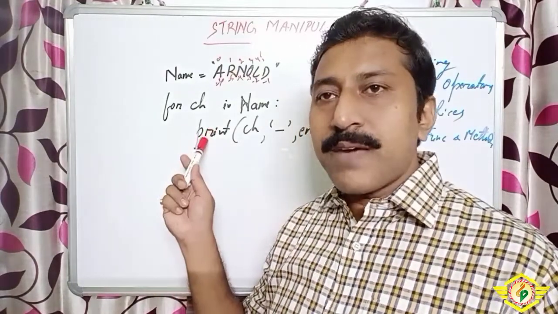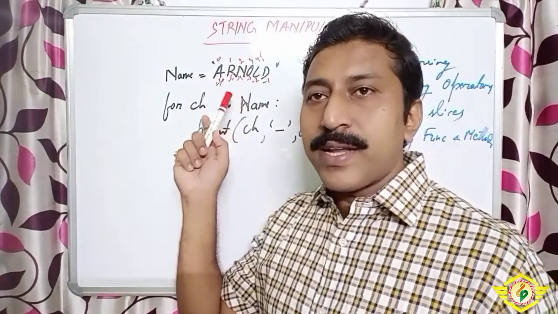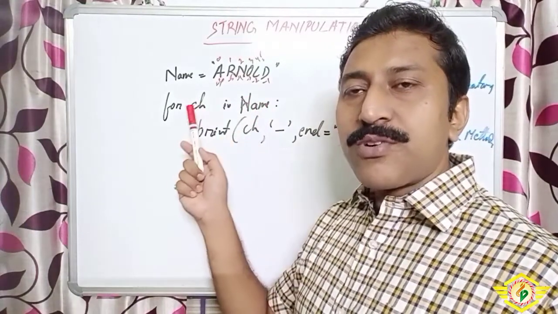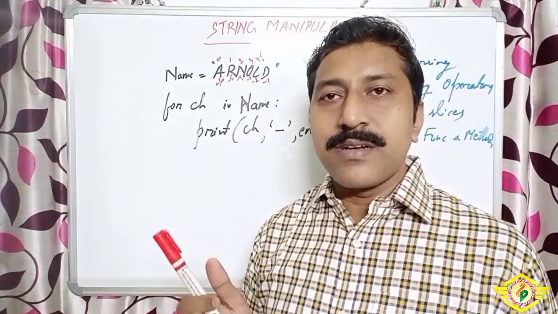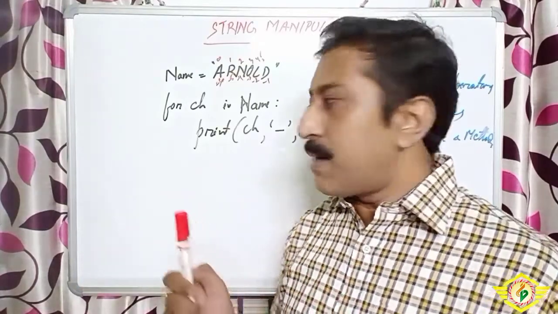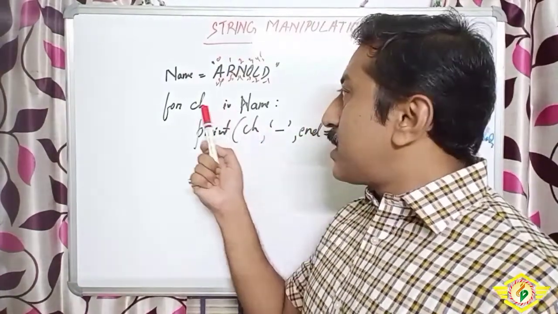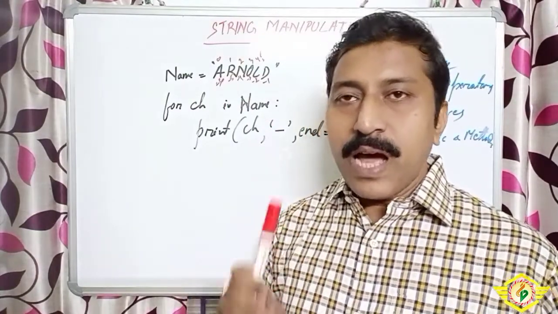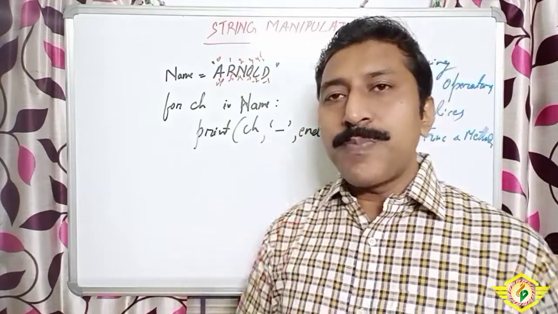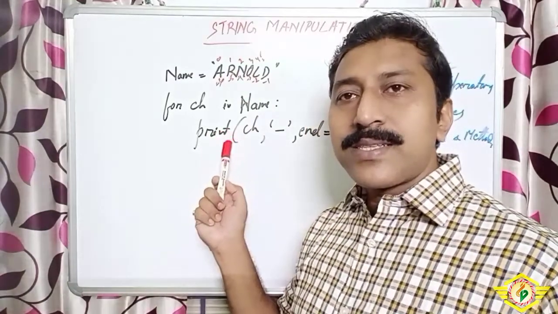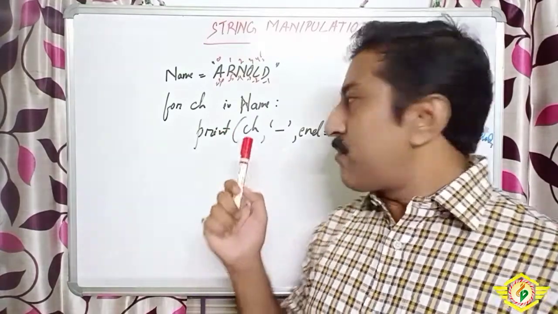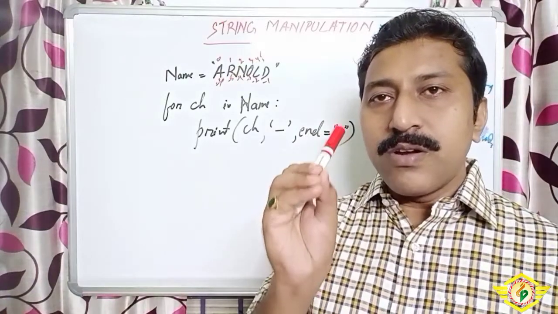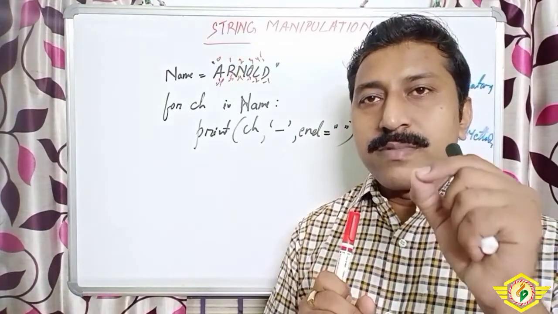One example I have given: name equal to Arnold. Now I have written a loop here: for ch in name. Already we have discussed looping methods in the previous chapters. Print ch in name means individual letters will be stored in ch, and now we'll print ch one by one. So I am writing print ch, then a hyphen, and after the hyphen end equal to, in double quotes, one space I have given.